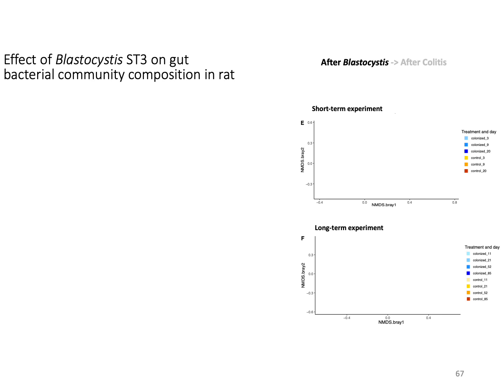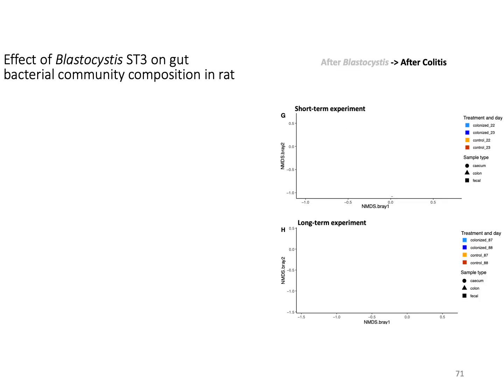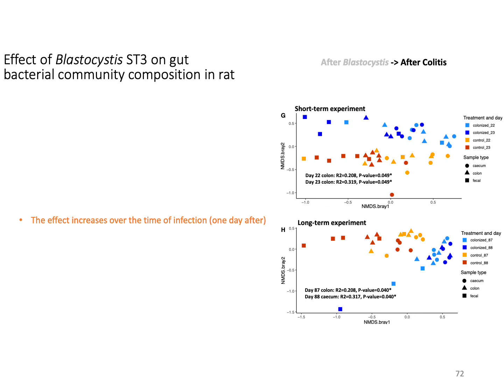What about the community composition? There was no difference before Blastocystis was introduced, but over time, starting at day 9 to day 11, we looked at slightly different days in the long-term and short-term experiments, we see those community composition differences developing and becoming more pronounced over time. After colitis is induced, we see those differences in community composition becoming even more pronounced. So really strong differences in community composition are observed in our model system when we inoculate Blastocystis, although we don't see differences in the gut microbiome diversity.